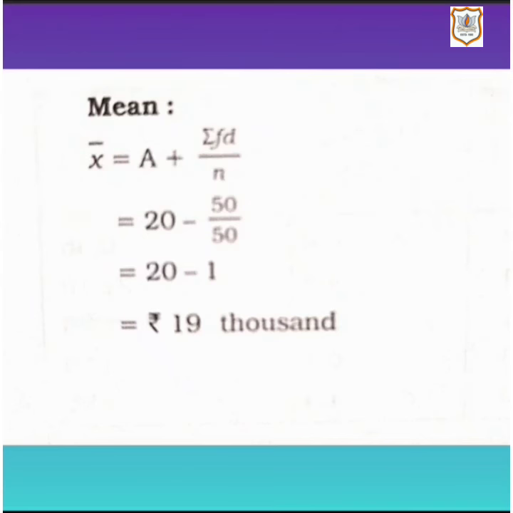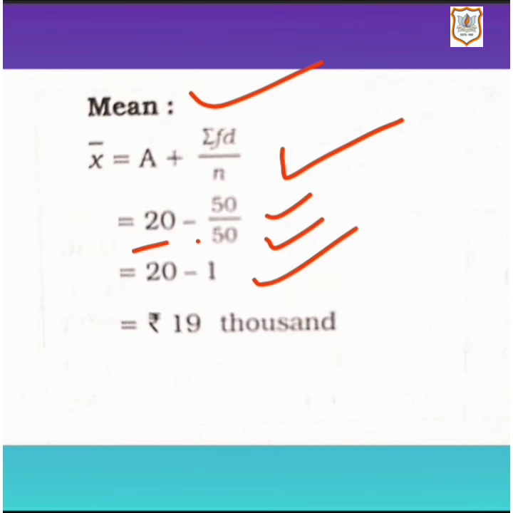So let's first find the mean. The formula for mean is x bar equals a plus sigma fd upon n. A we have assumed in this sum is 20. Sigma fd we just took out, that was minus 50. So plus into minus becomes minus. n is also 50. So 20 minus 1 will give you 19. So mean is 19 rupees, 19,000.